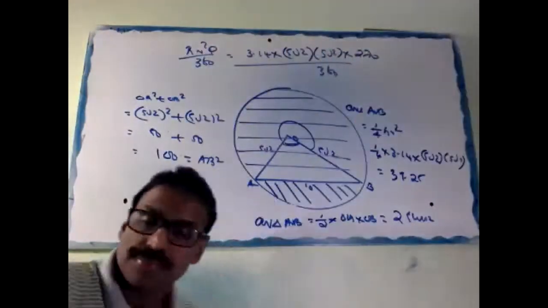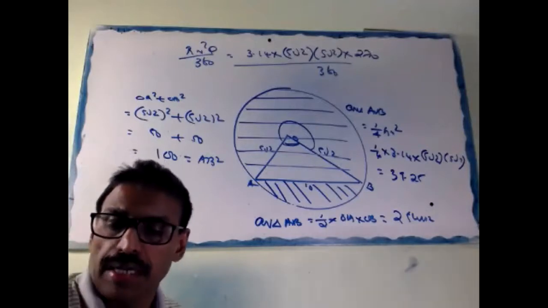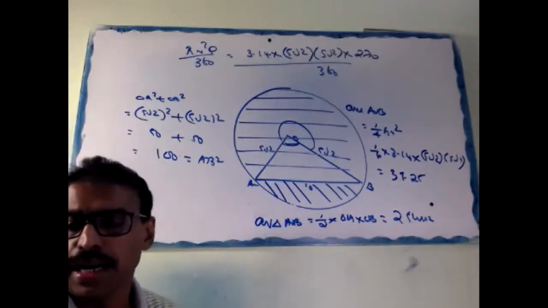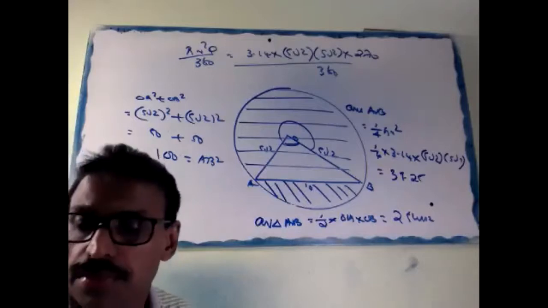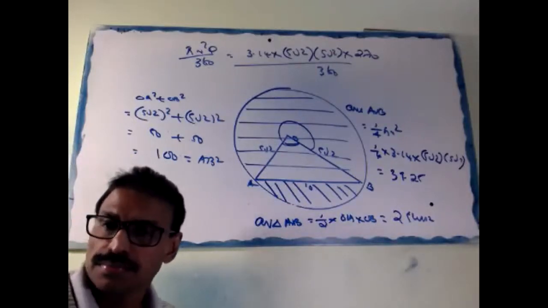I have finished now, right? Is it okay, all? Yes, that way also we can find it: area of a circle minus area of segment. That's okay, no problem. Okay. So clear now?